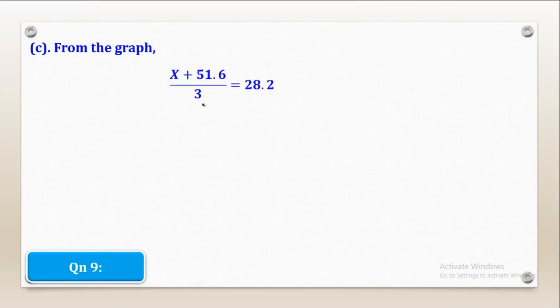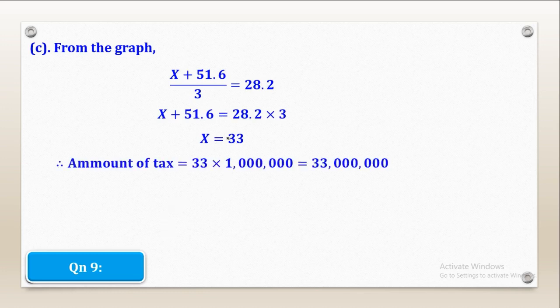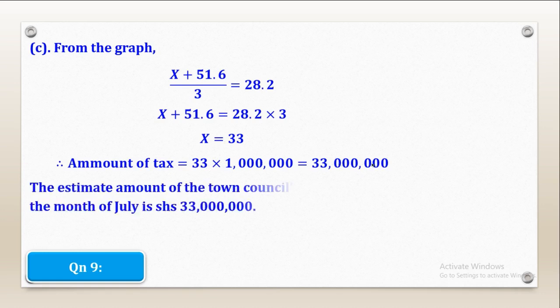Now from the graph, you already know that (x + 51.6)/3 is equal to 28.2. We shall make x the subject, and I'll come up with 33. Remember that our tax was in millions of shillings, therefore the amount of tax will be 33 multiplied by 1 million, to give 33 million shillings. That was the amount collected in the month of July. In our table we put x to denote the amount collected in July, and now we have got it.